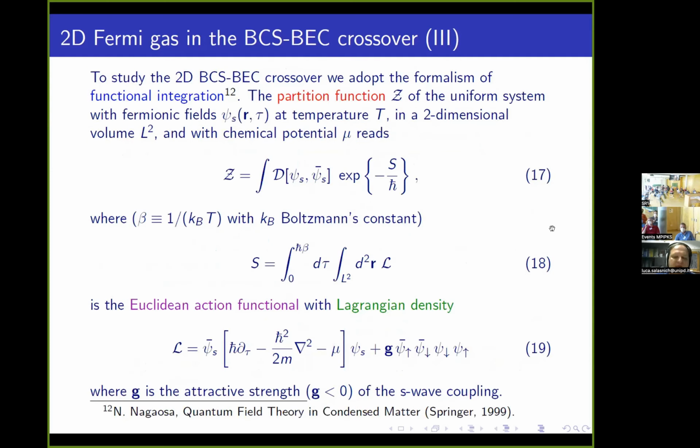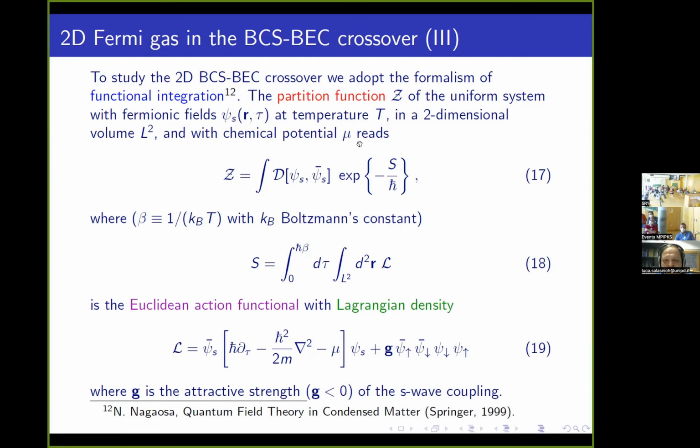To study the two-dimensional BCS-BEC crossover, we have adopted the formalism of functional integration. The partition function Z of the uniform system with fermionic field psi at temperature capital T in a two-dimensional volume L squared and with chemical potential mu is given by equation 17.